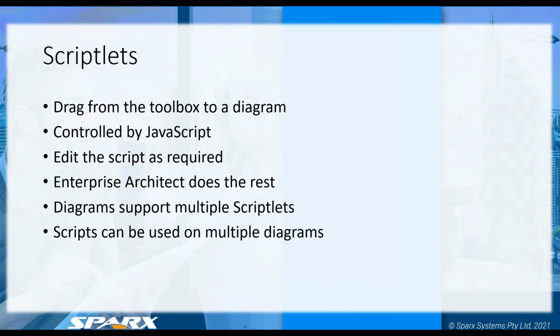So to create one of these things, you can just drag and drop it from the toolbox, just not straight onto a diagram. It's controlled by JavaScript. So once you put it onto your diagram, you can double click, open it up, and it has a whole bunch of code editors there that you can use to write within JavaScript to change that. So you can edit the scripts as required, and then EA will do the rest. So once it's up and running, EA will run that every time it loads, and away you go.